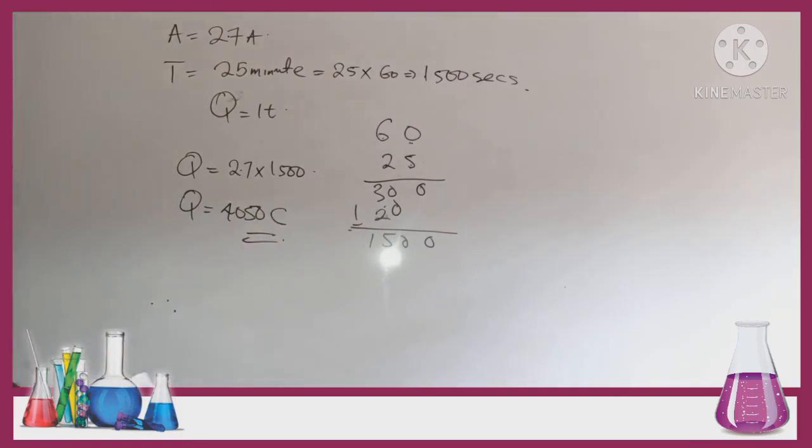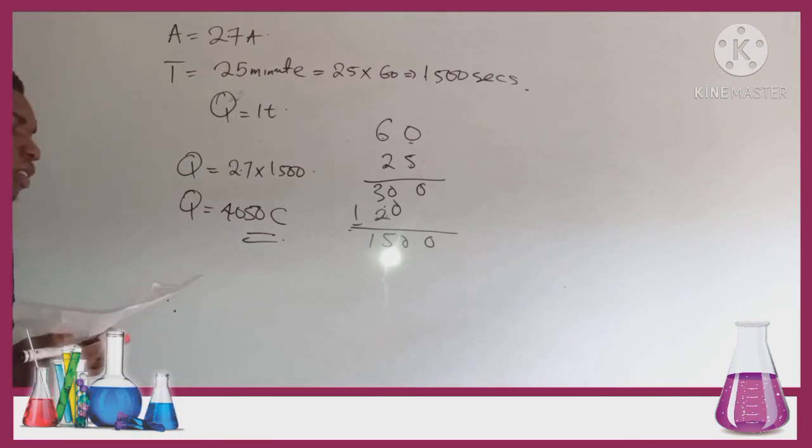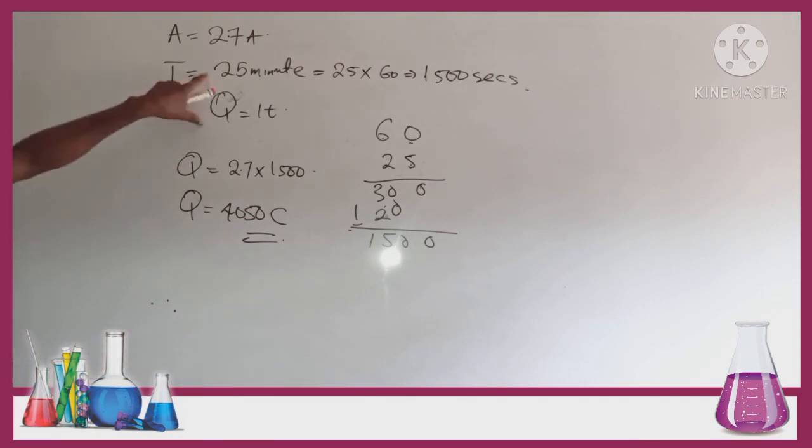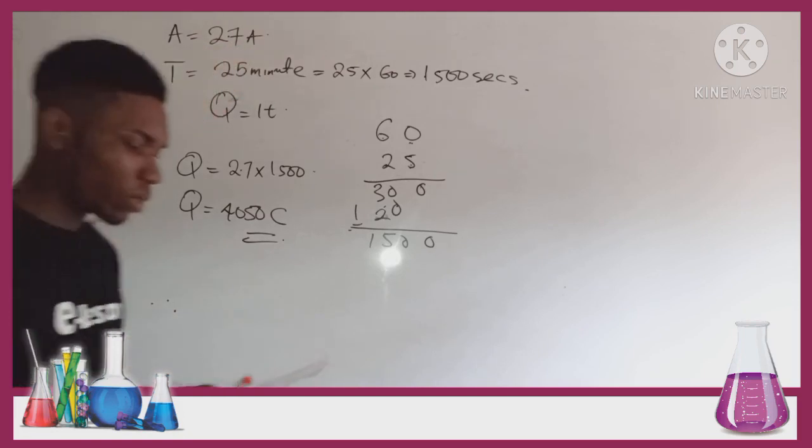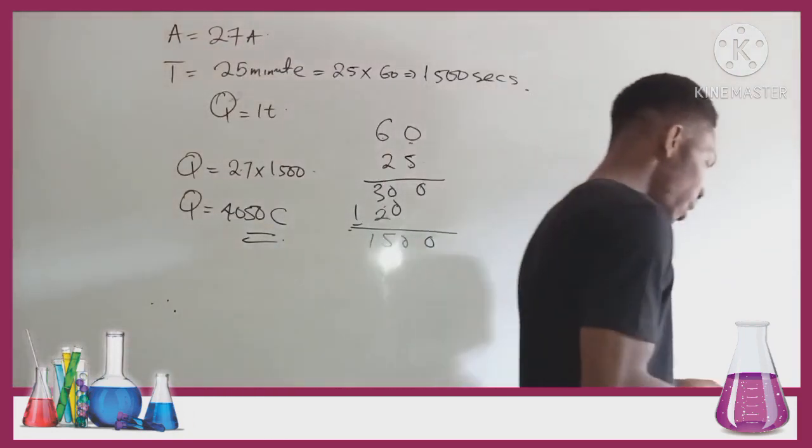So that is basically it for this question. It's very easy. Whenever they say calculate the quantity of electricity in coulomb, you use Q is equals to IT. Make sure you convert your time to seconds. Now, this is a very tactical question.